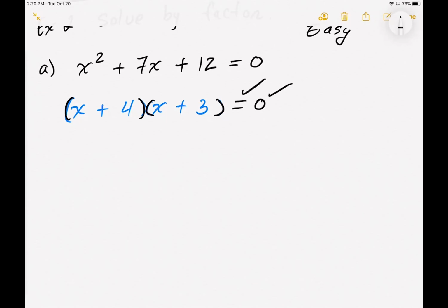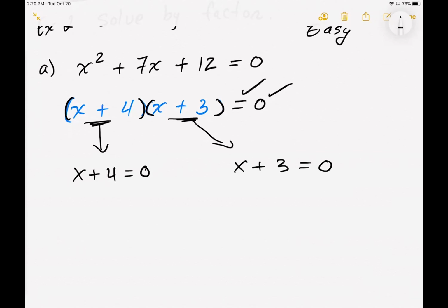Well, do you agree that to solve, we need to take the first parenthesis? What is the first parenthesis? The first parenthesis is x plus 4, and we set it equal to 0. What is the second parenthesis? The second parenthesis is x plus 3, and we take the x plus 3 and set it equal to 0. We have 2 problems.